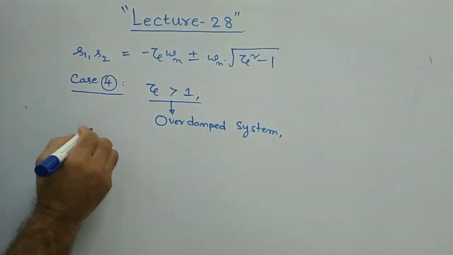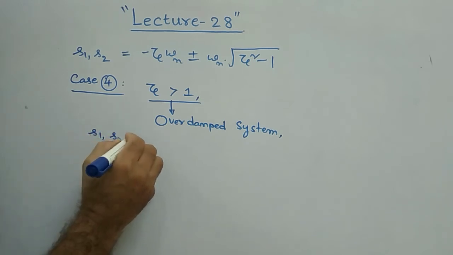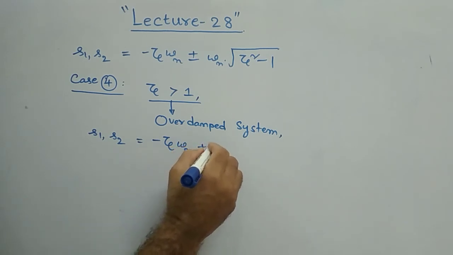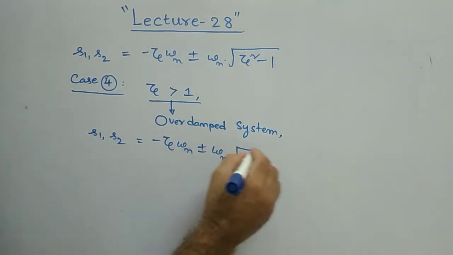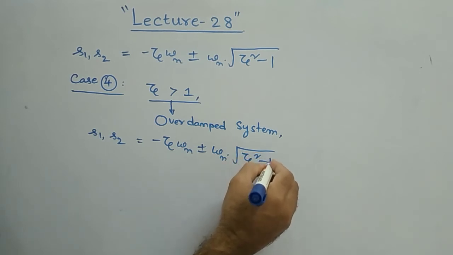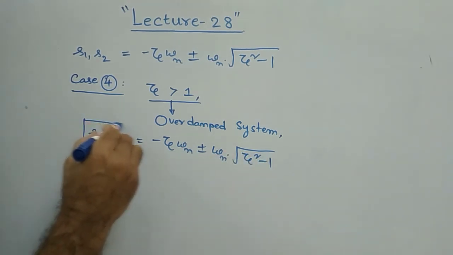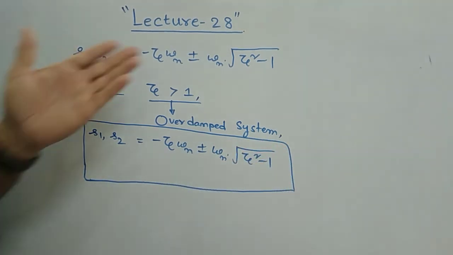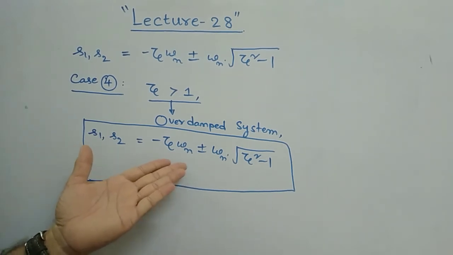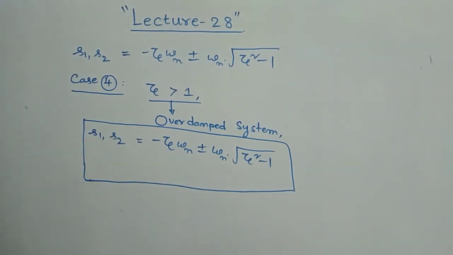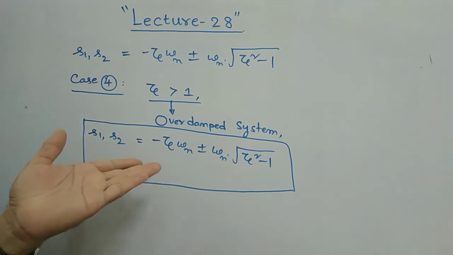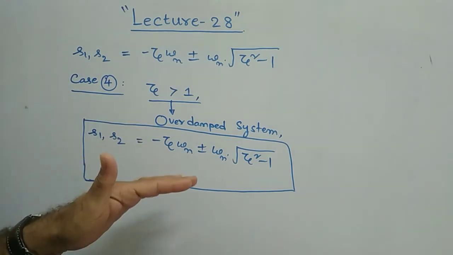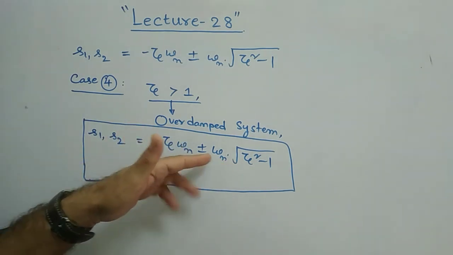You write the same expression, s1, s2 is equal to minus zeta omega n plus or minus omega n into square root of zeta square minus 1. We consider the same expression as it is, because zeta is greater than 1. From this, what can you conclude? The roots are real but unequal. The roots are real because there is no imaginary term here, there is no j term here.